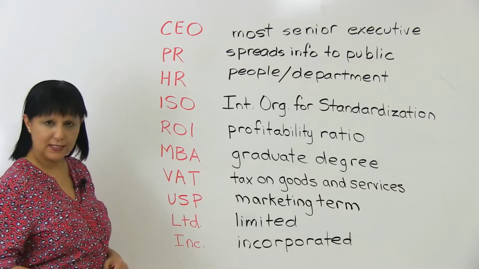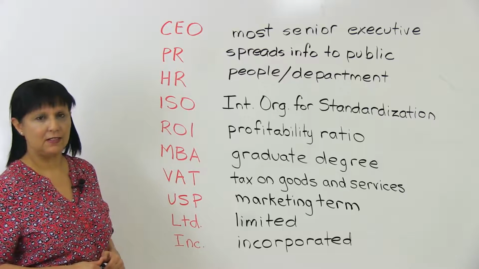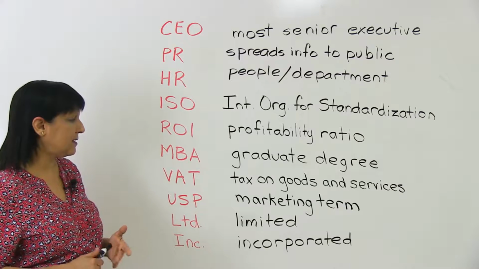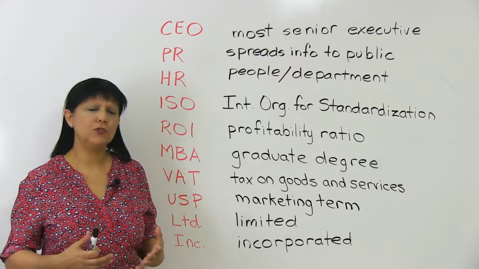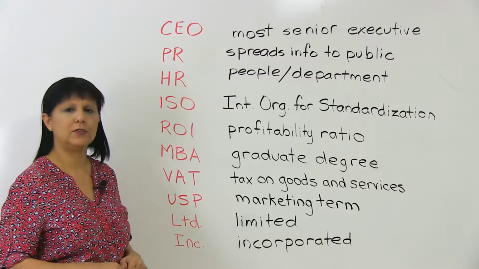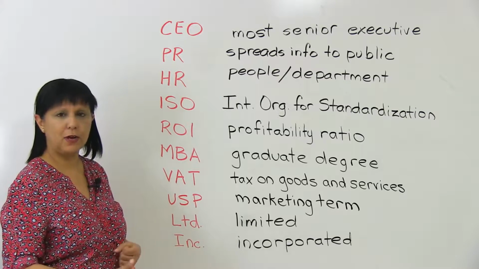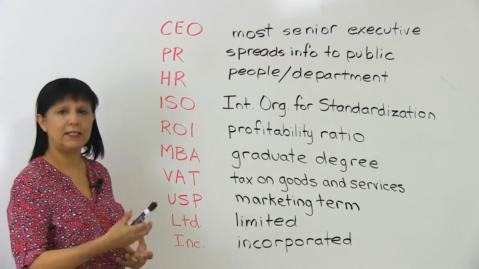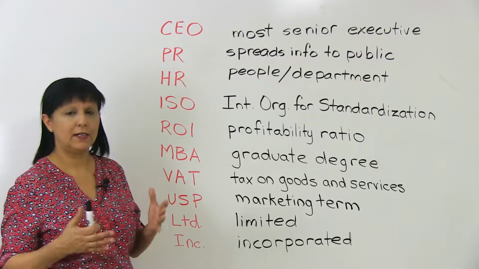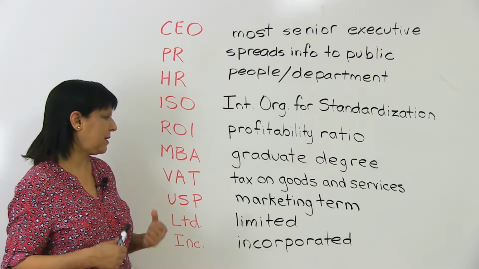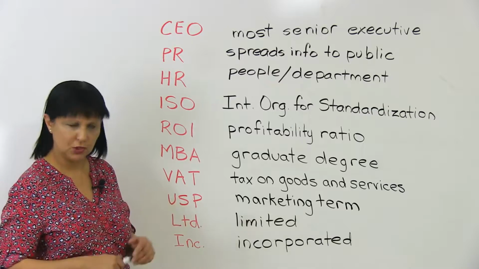Next is VAT, or value added tax. So value added tax is a very common tax on goods and services, usually in Europe, okay? You'll hear this a lot. Is the VAT included in the price? The value added tax, okay? There are different taxes, of course, in every country and every part of the world, but a VAT is a very popular common tax in Europe especially.